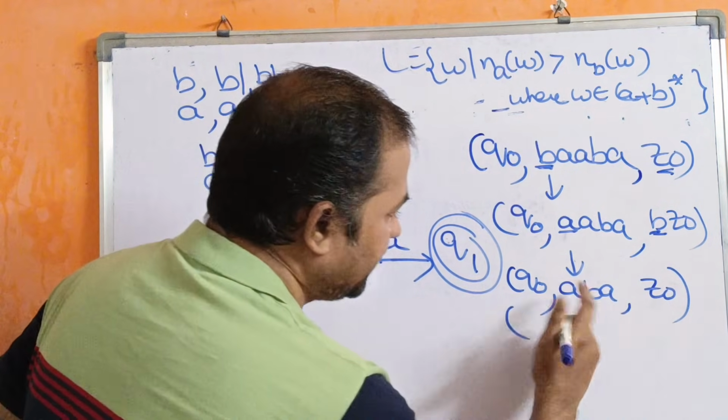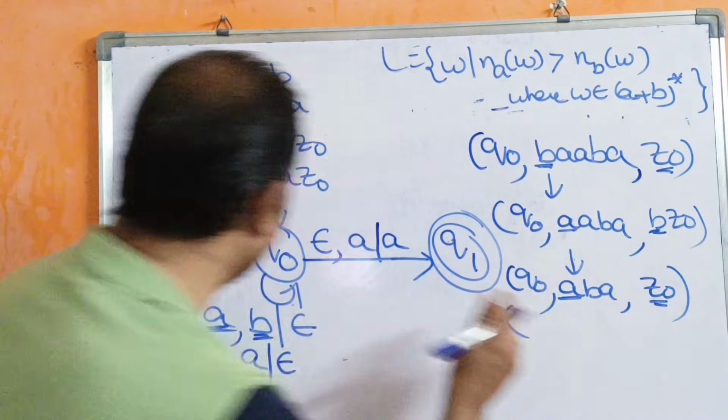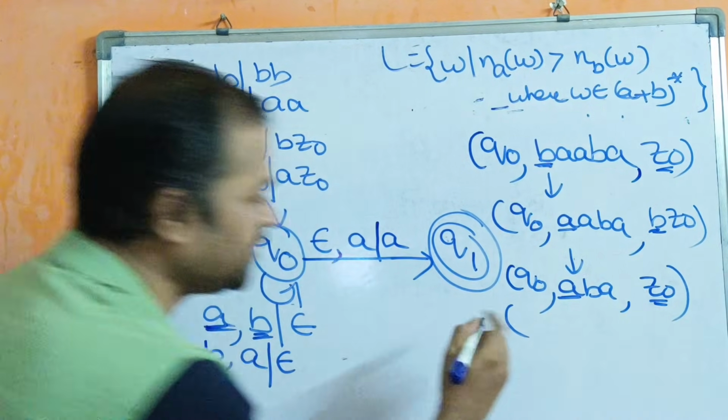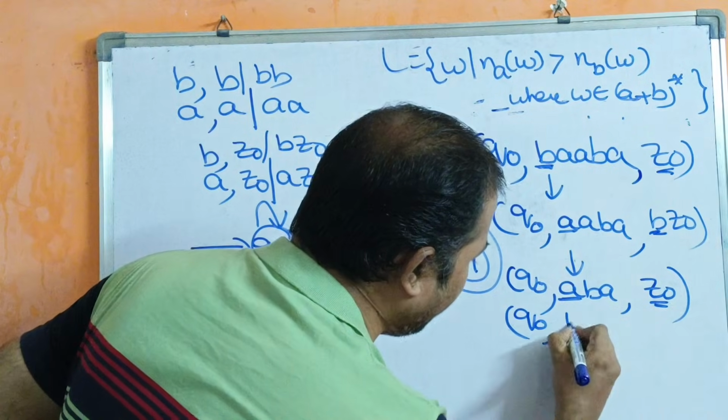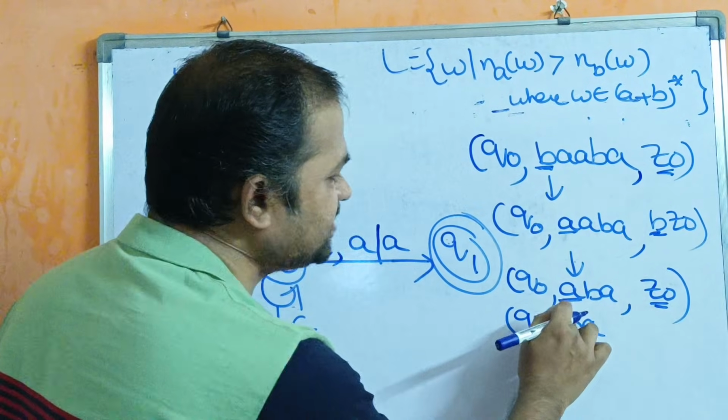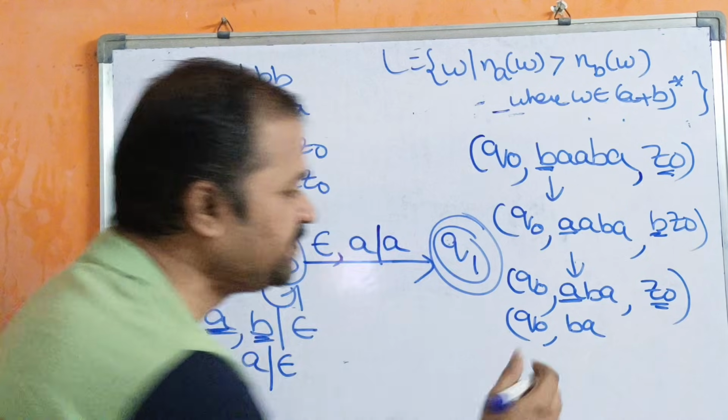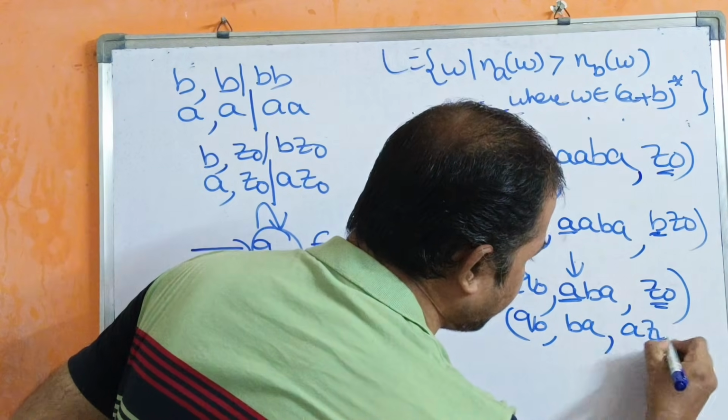Next, the input symbol is A and the stack is empty. So we have to push A onto the stack. The operation on A is over, and the remaining input string is BA. So now A is pushed onto the stack.